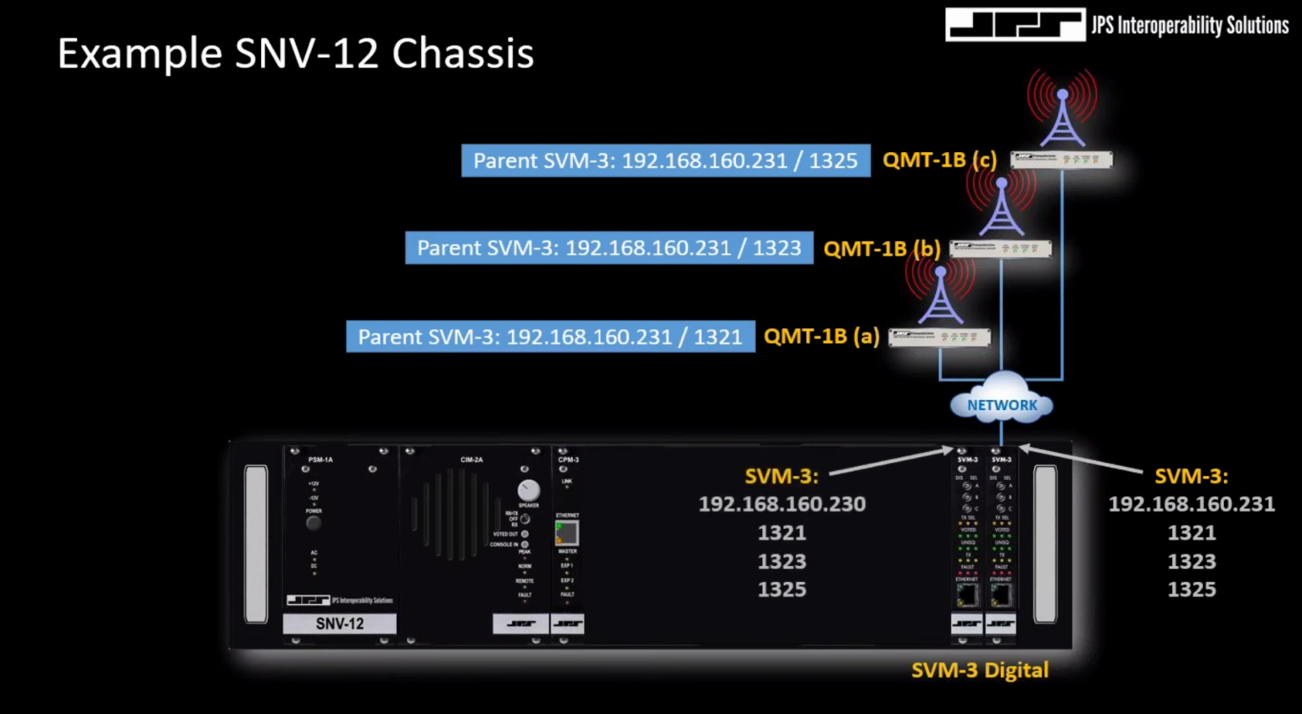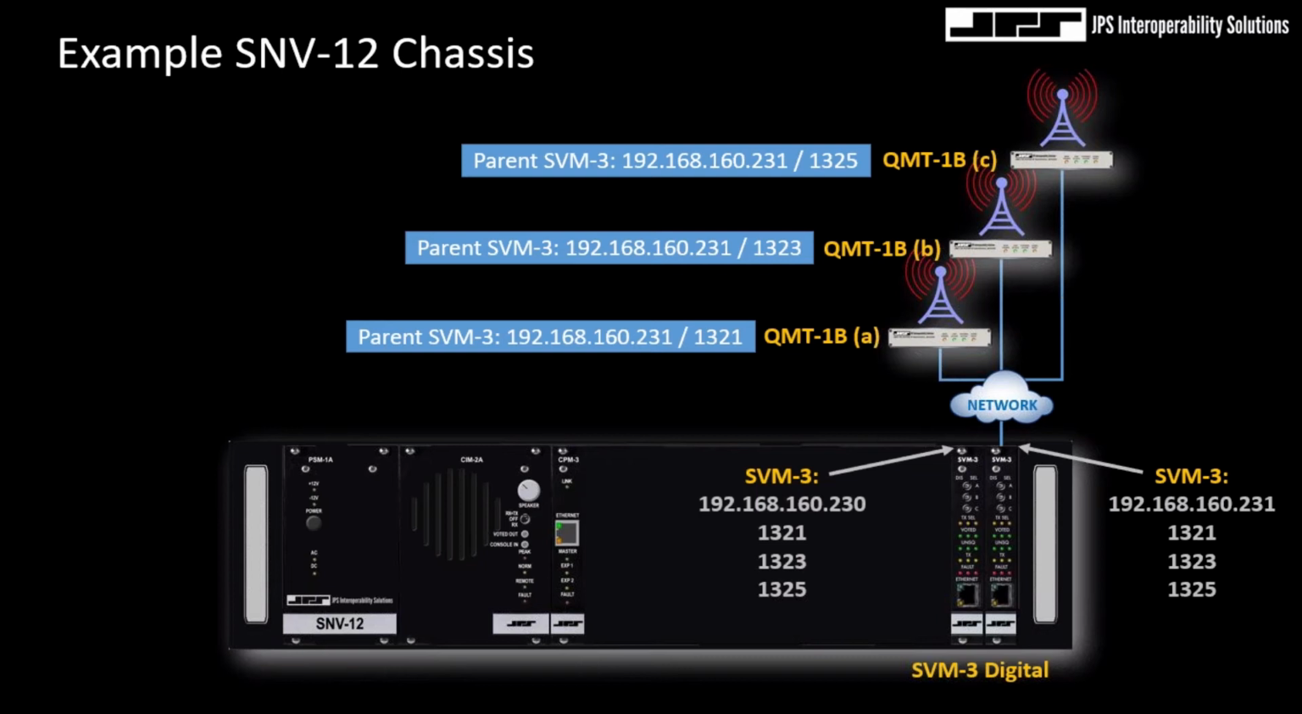So we can add a second SVM3 module in the chassis to support 3 more remote QMT modems. We can then reuse the port values, but since the IP addresses of the two SVM3 modules are different, all QMT modules will explicitly know which parent SVM3 to deliver their receive audio data.